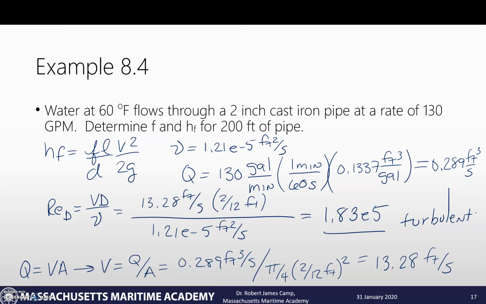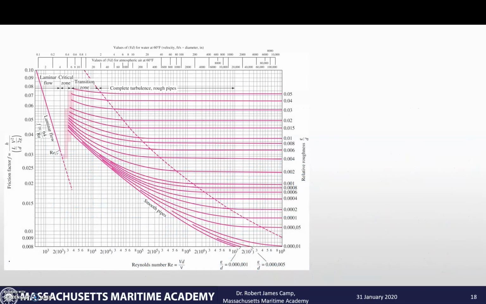So what do I do? I'm going to have to use the Moody chart. Since I need the Moody chart, let's take a look at it. So what two pieces of information do I need for the Moody chart? Well, I need Reynolds number, which we just figured out, which is 1.83 times 10 to the 5, turbulent flow. I need epsilon over d.